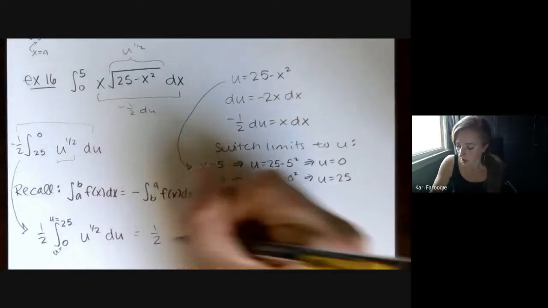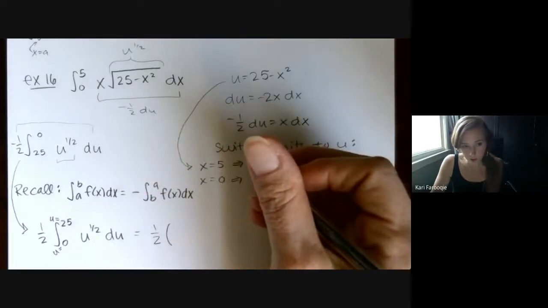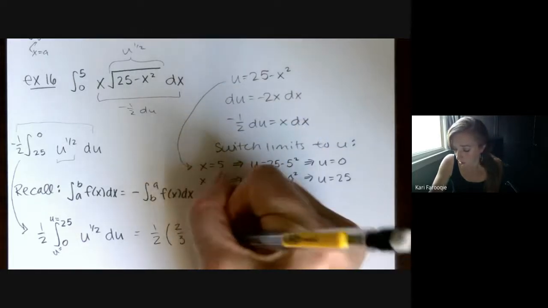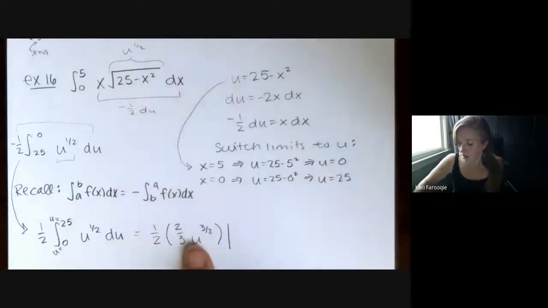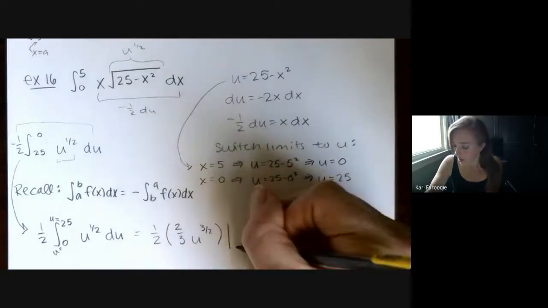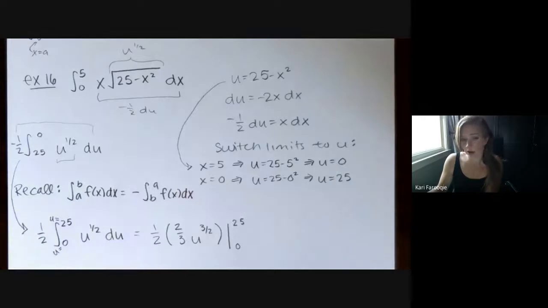But we're going to leave the half out front, increase the power by 1, and divide by the new exponent. So our new exponent is 3/2. That means I'm going to multiply by 2/3. I hope we're getting pretty quick with those. Now, this is a u result. I'm going to take that from u equals 0 to u equals 25.